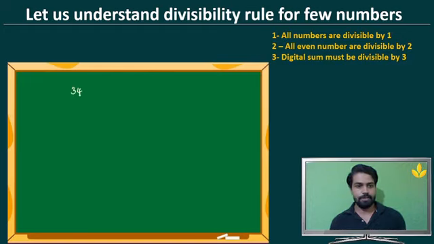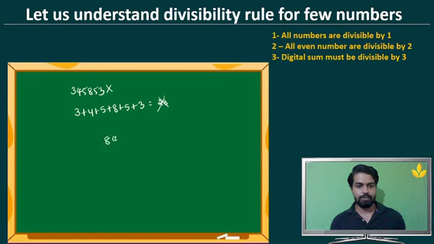For example, if I give a number like this, is it divisible by 3 or not? What I need to do is add all the digits and then check whether this sum is divisible by 3 or not. So what is the sum here? I get 7, 12, 20, 25, 28. This is not divisible by 3. That means this number is not divisible by 3.